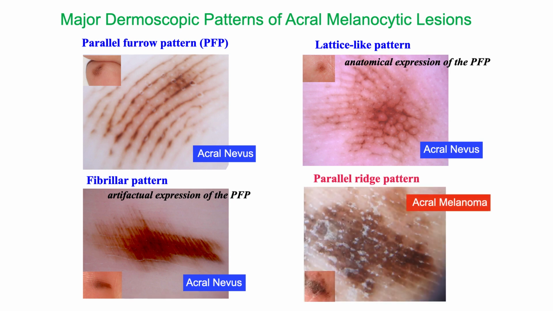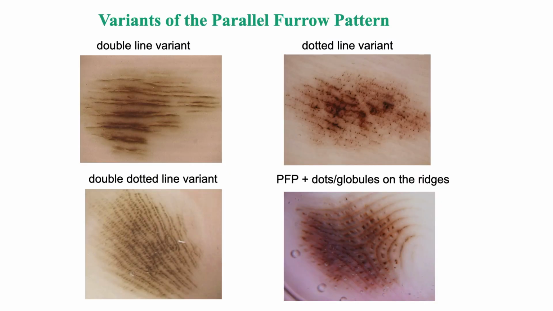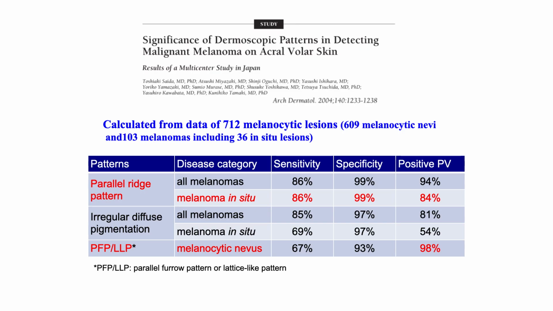In contrast, early acral melanoma exhibits the parallel ridge pattern, showing band-like pigmentation on the surface ridges of the skin markings. Note that there are a few variants of the parallel furrow pattern, such as the double line and the dotted line variants. The parallel ridge pattern is highly sensitive and specific to acral melanoma from the early in situ stage. On the other hand, acral lesions showing the parallel furrow or lattice-like pattern are certainly benign nevus.